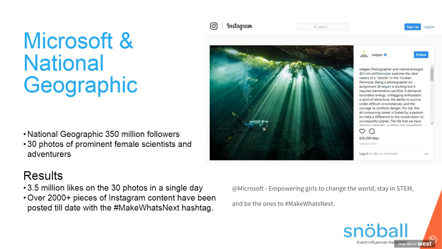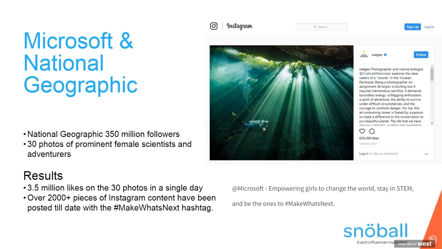So what they did is they partnered with National Geographic, and they got different industry people who were photographed in their own little areas of careers. A diver you see here, and obviously National Geographic makes great photos, so it was gorgeous to have there. They had 350 million followers. Yes, that's huge. And 30 photos of prominent female scientists and adventurers were shared across the campaign.